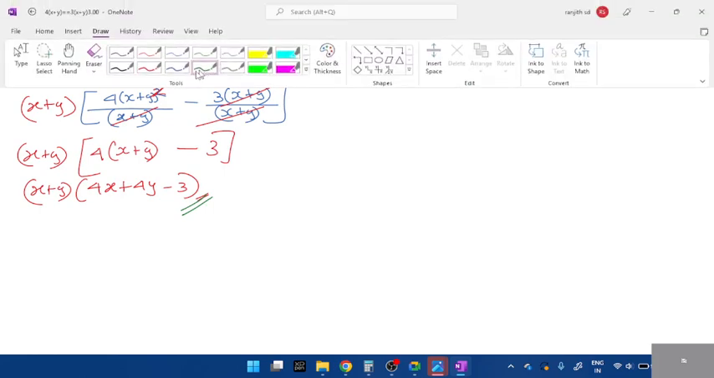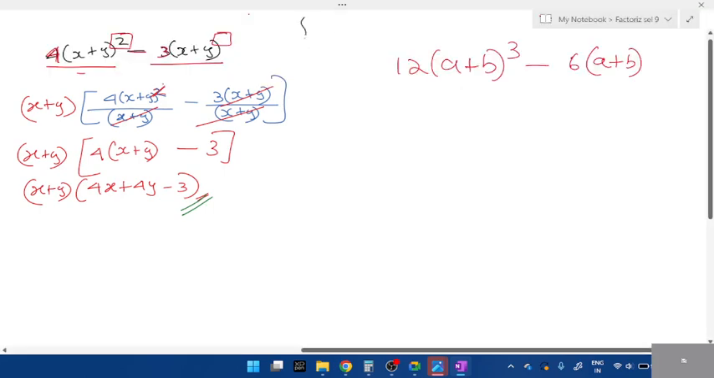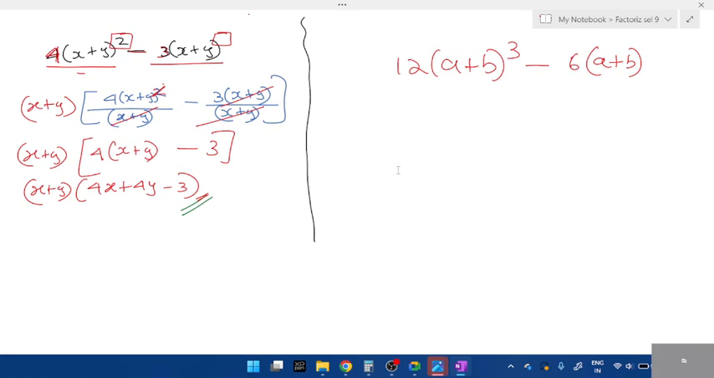Completed? Okay. Now try this, student. See, before going with the bracket, check the number outside. 12 and 6. Anything common? What is common to them? Instead of taking 2 or 3, check the highest value. Highest, what is common to them? Good. 6 is common.